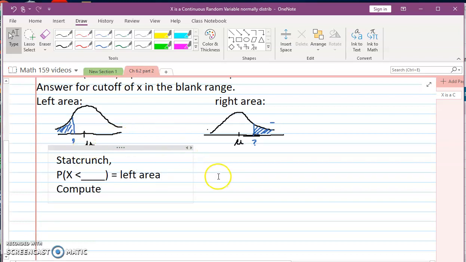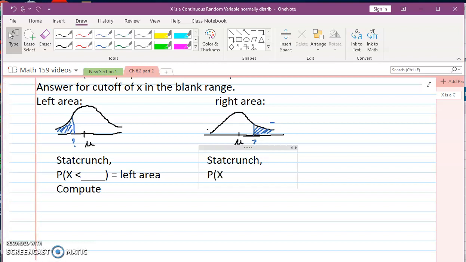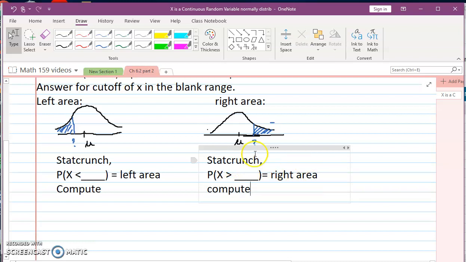And for this side, you will also use StatCrunch. Then you say X is greater than this number, and then the right area. You go to the right area, you input it in the probability box, and then you do compute. So this is the method.